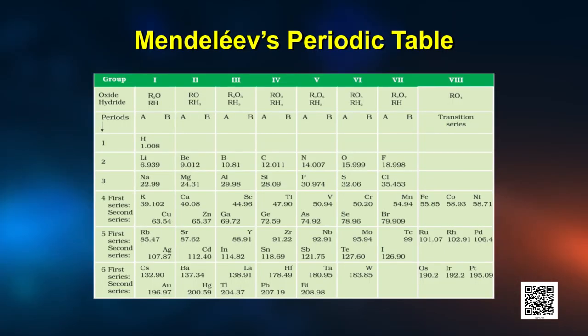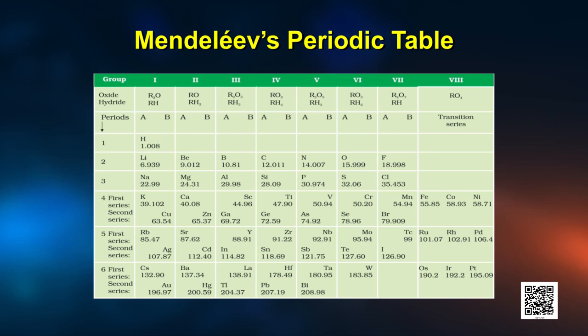Now, coming back to the reaction of sodium and potassium with hydrogen and oxygen. If we represent the metals, that is sodium and potassium, with R, the chemical formulas will be the same for both: RH and R2O. So sodium and potassium have similar properties, therefore they were grouped together. Mendeleev used the formulae of oxides and hydrides to group the elements together.